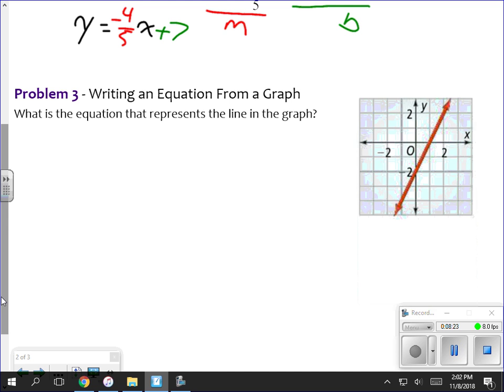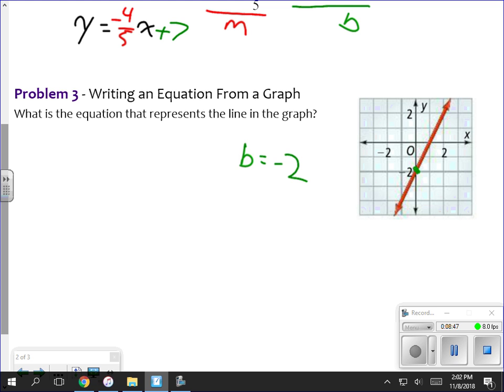Okay. Same idea. I need to find my y-intercept. I need to find my slope. But I have to do it instead from a graph. Well, the y-intercept, that's where it crosses the y-axis. So from my graph, my y-intercept is -2, because that's where the line crosses the y-axis, at -2.